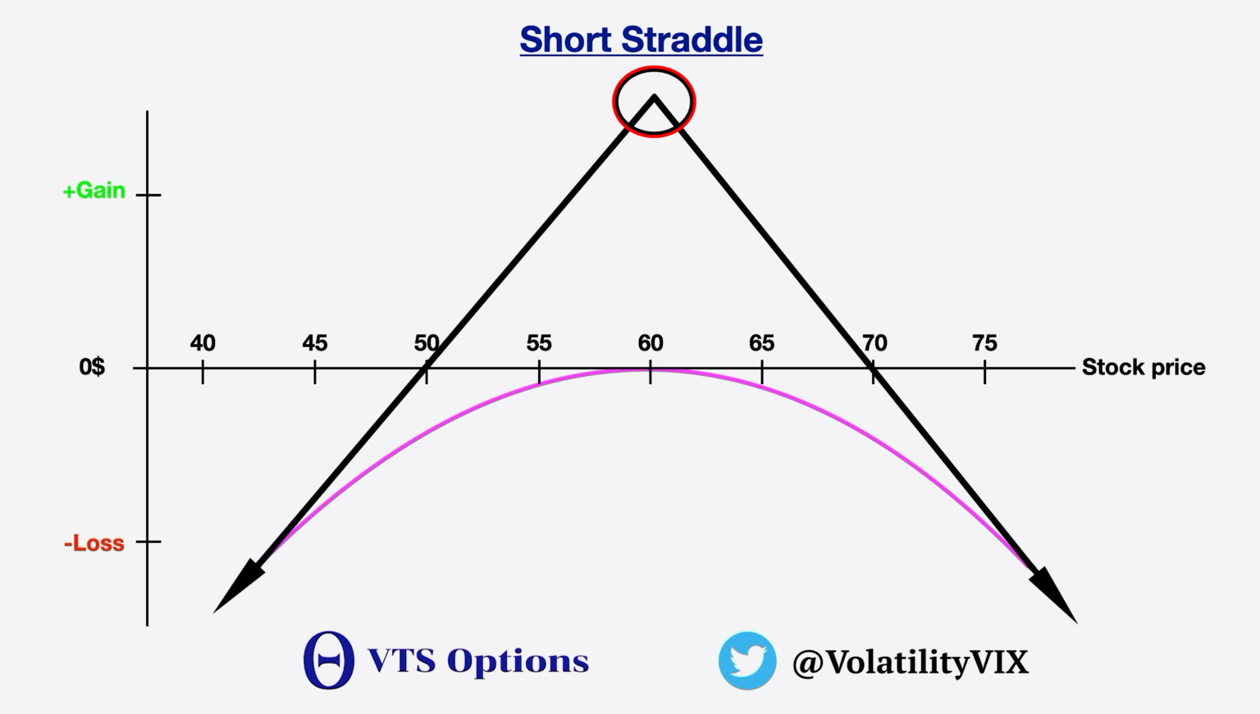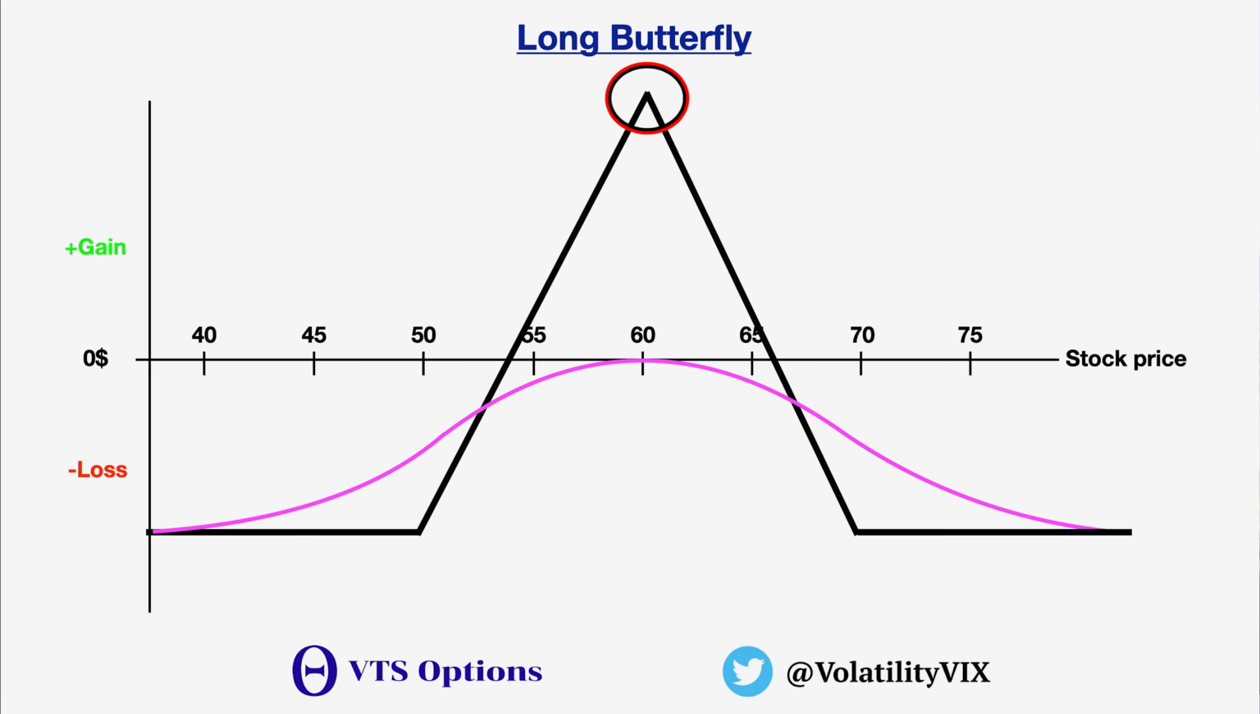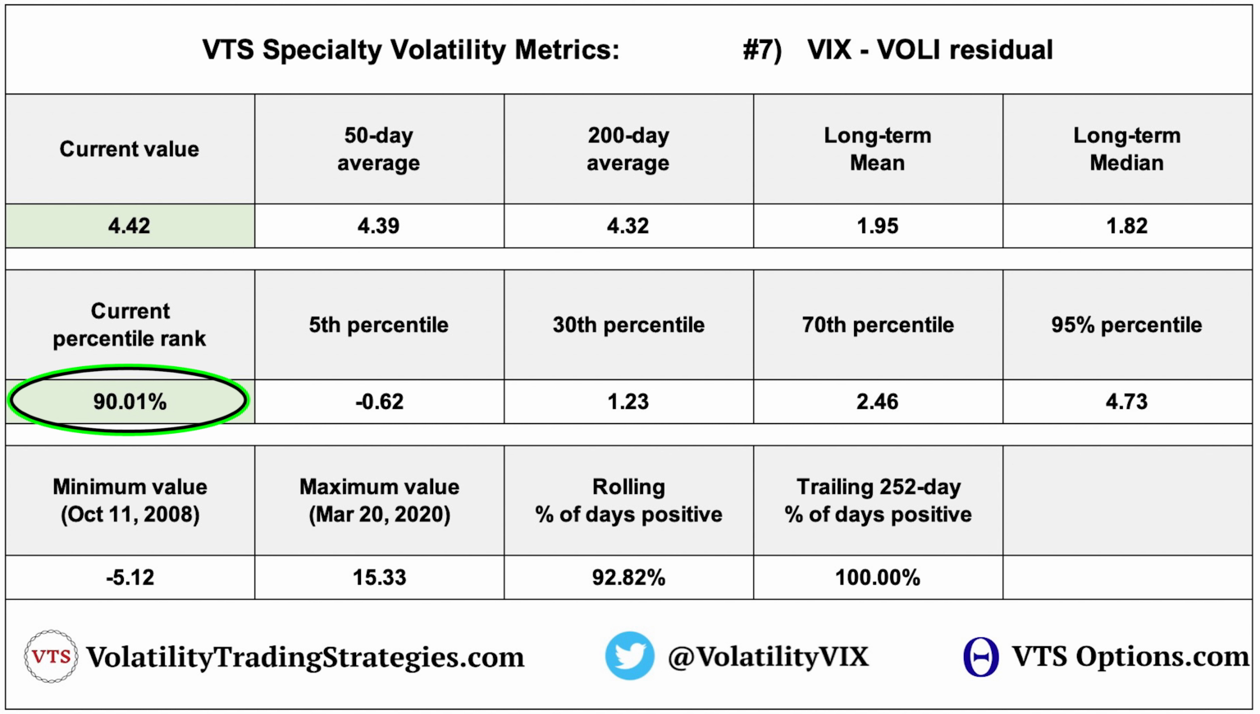Versus, say, straddles where the strikes are at the money and a lower premium edge. Or we'd prefer to be selling iron condors with wider wings to target where the premium is, as opposed to an at-the-money butterfly, for example. Knowing the percentile rank of the metric allows us to structure the very best trades we can. The number on its own can't tell us that.